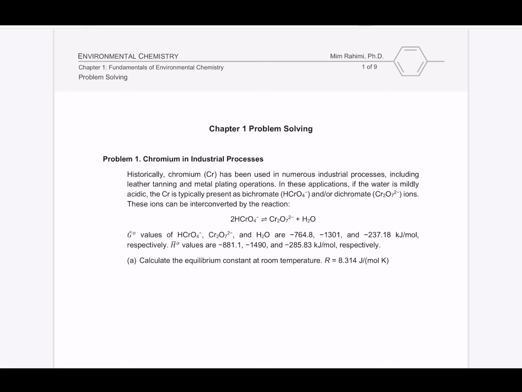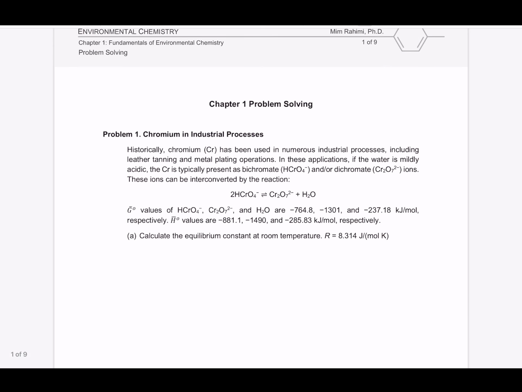It's a practical application of what we've learned. It's about chromium in industrial processes. Historically, we have chromium in many industrial processes, such as leather tanning or metal plating. When it's in mildly acidic water, it's normally in the form of either bichromate or dichromate, and these two species are in equilibrium through this reaction.